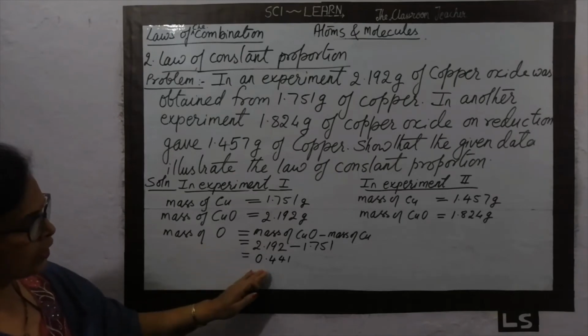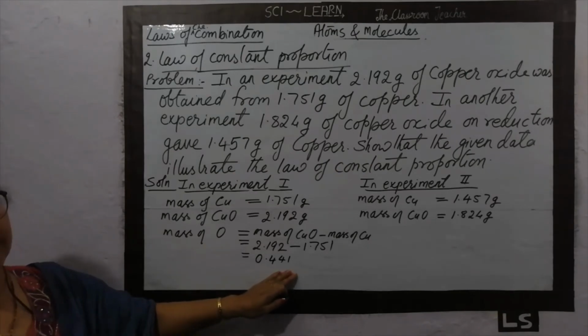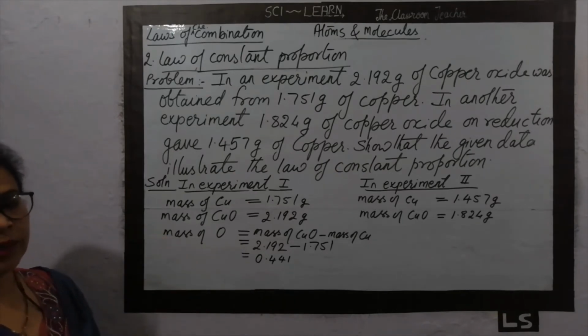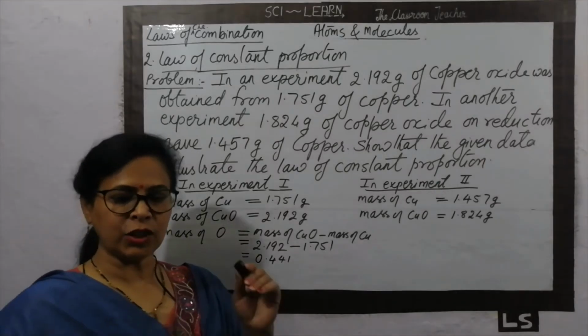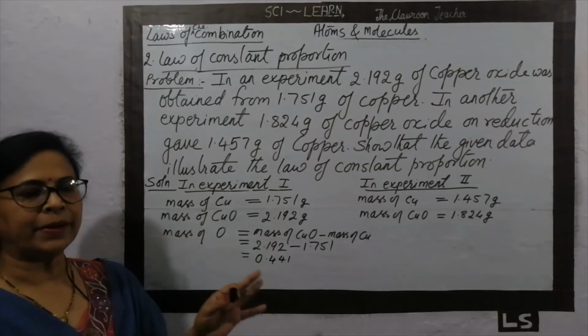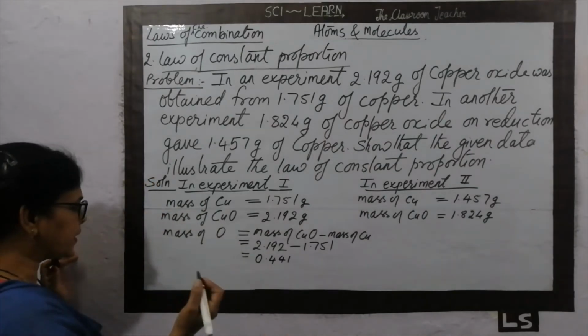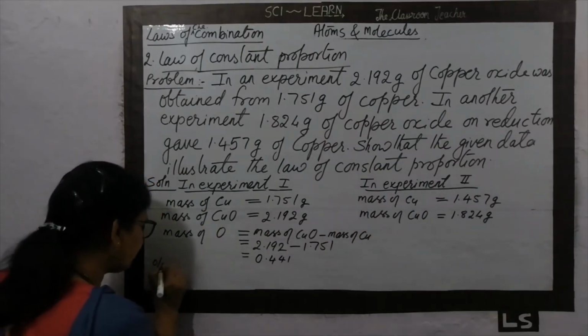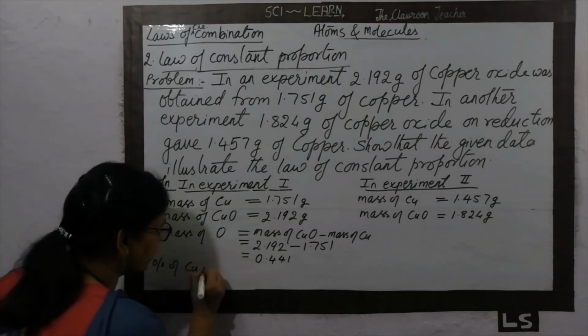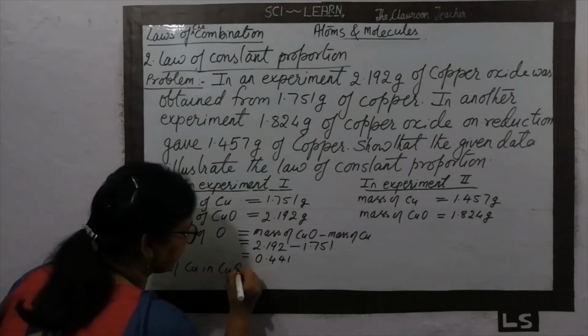Mass of oxygen is 0.441 gram. Now what do we have to calculate? We have to calculate the percentage of copper in copper oxide and the percentage of oxygen in copper oxide. First, we must calculate the percentage of copper in copper oxide.